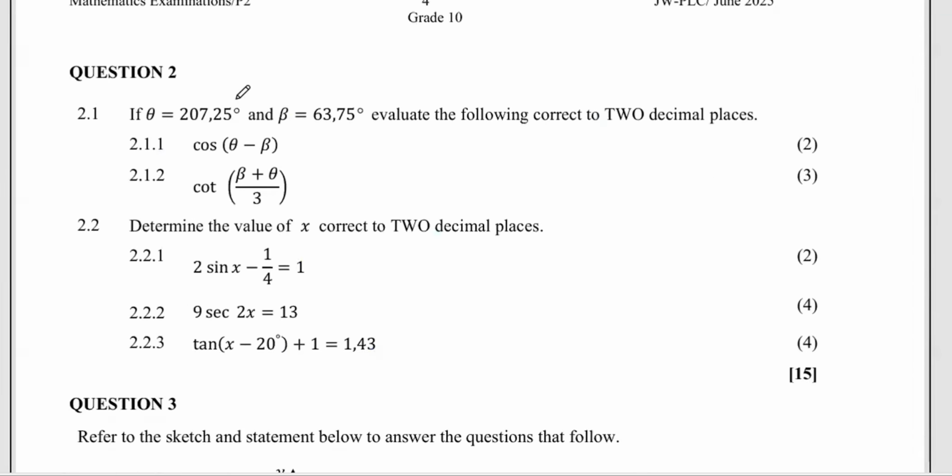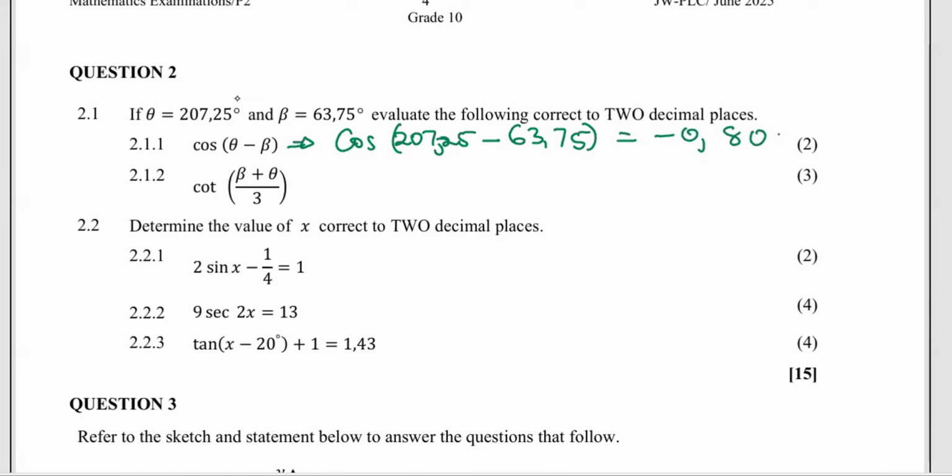If theta is 207.25, beta is 63.75, we must find this to 2 decimals. So with this, just do the substitution, okay? Our theta is 207.25. We are subtracting 63.75. You don't need to even simplify what is inside the brackets. Just substitute the way it is, okay? So 207.25, we are subtracting 63.75.